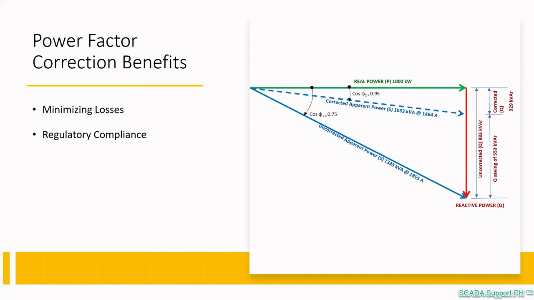In terms of regulatory compliance, many utility companies have regulations in place that require PV power plants to maintain a specific power factor when connected to the grid. Failing to comply with these regulations can result in penalties and fines.